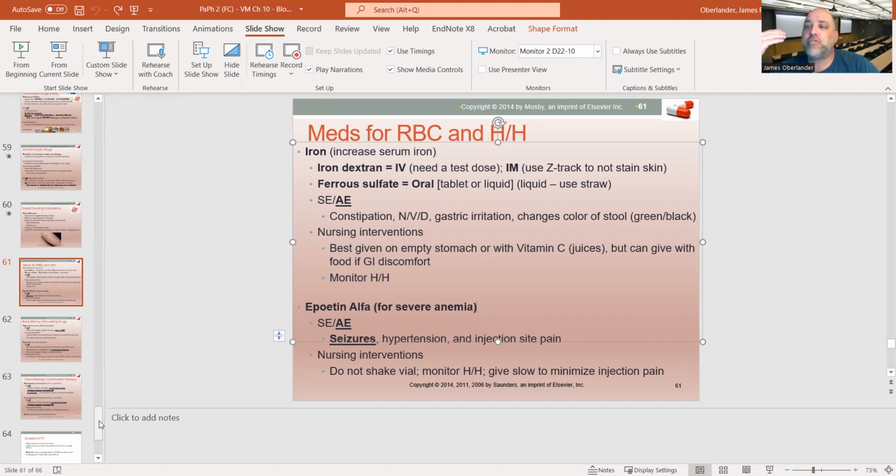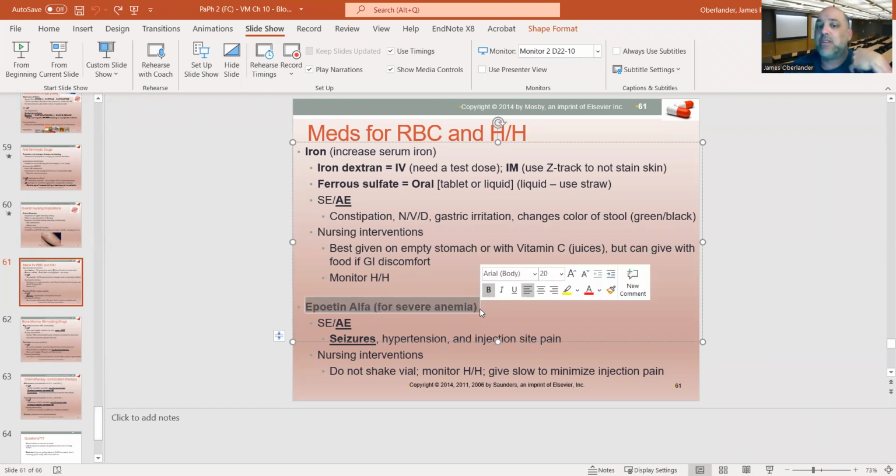So it goes to what tissue? There we go, Andrew. So it stimulates the bone marrow to make more red blood cells. And I think I mentioned this in class too, that there's a problem with epoetin, with the administration of it. What did I mention in class that you want to be really careful about when you give this drug?